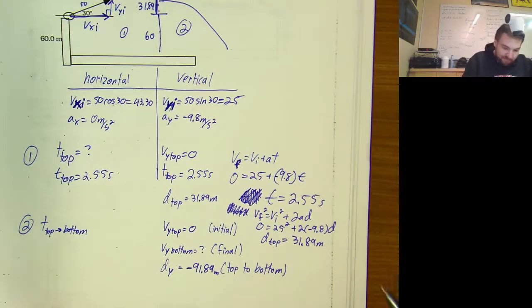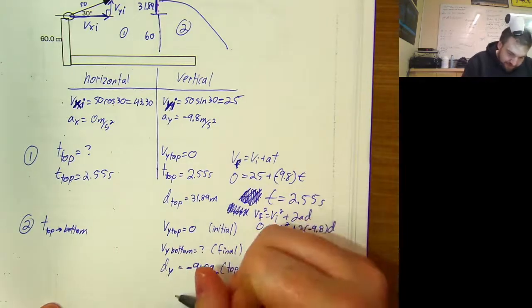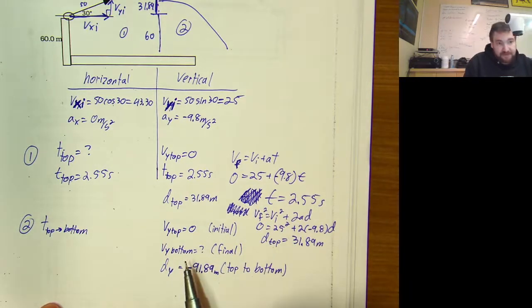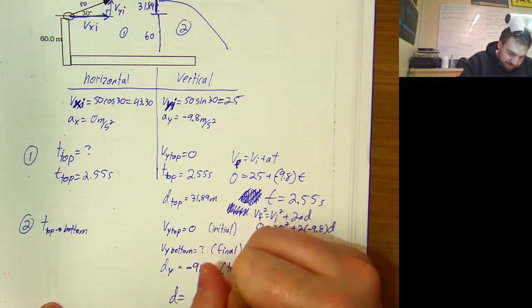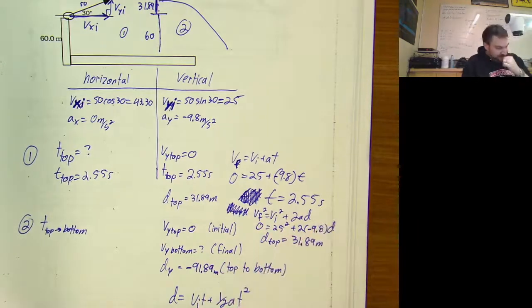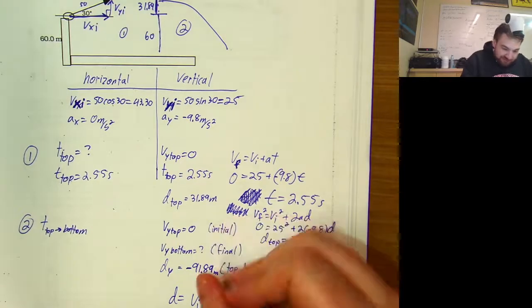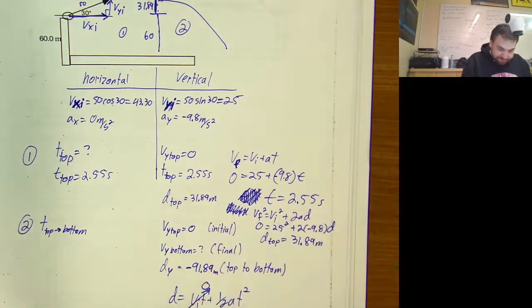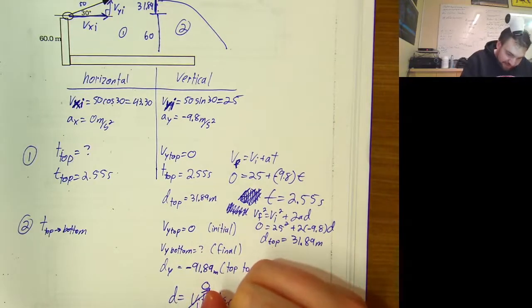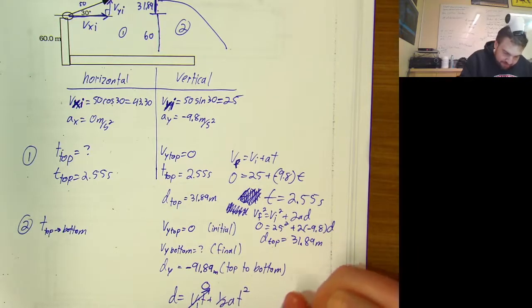So we're going to use this formula here. We don't know the Vy at the bottom, so we can't use any kinematic formulas that use V final. The only one that we can use is D equals VIT plus 1/2 AT squared. And remember, this is top to the bottom. At the top, V was 0, so that's our initial speed. This term's gone. So we can fill in the rest. Negative 91.89 is going to equal 1/2 times negative 9.8 T squared.